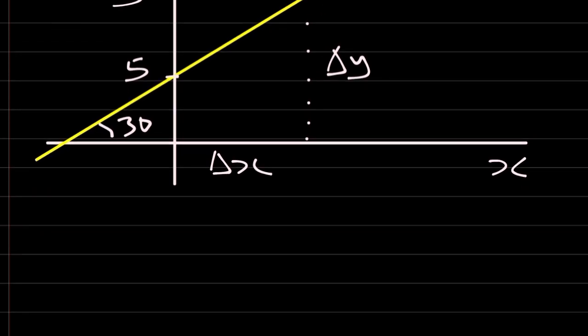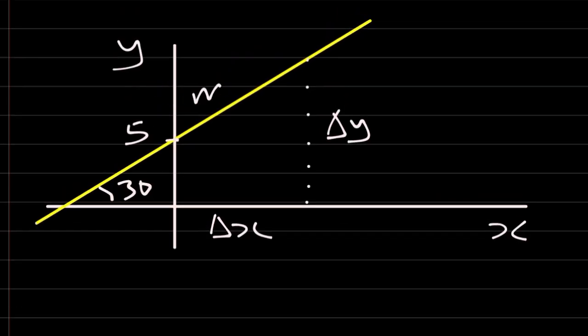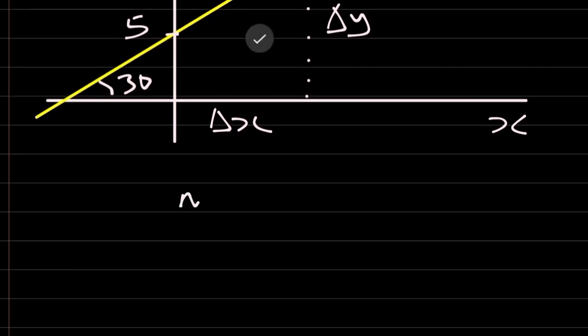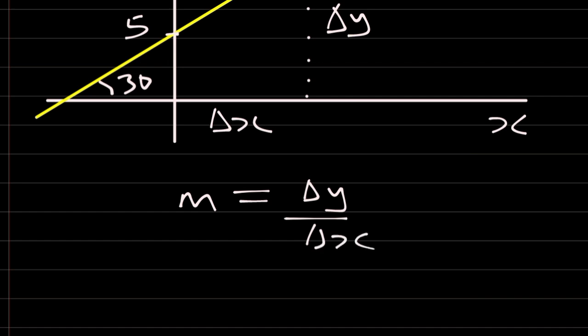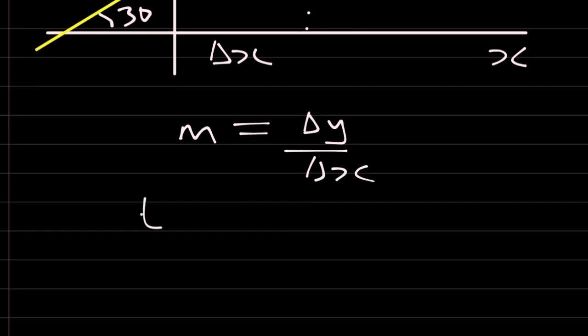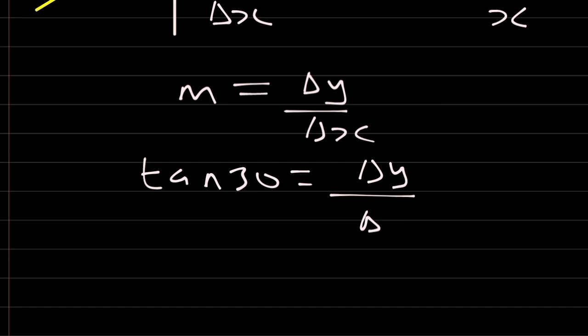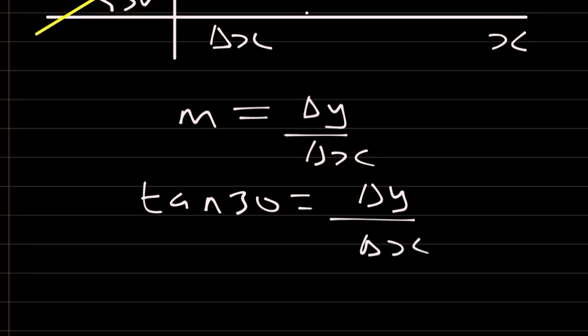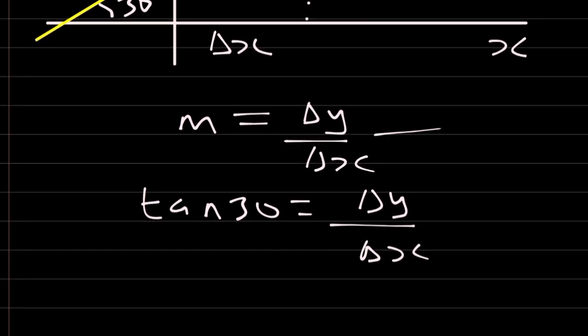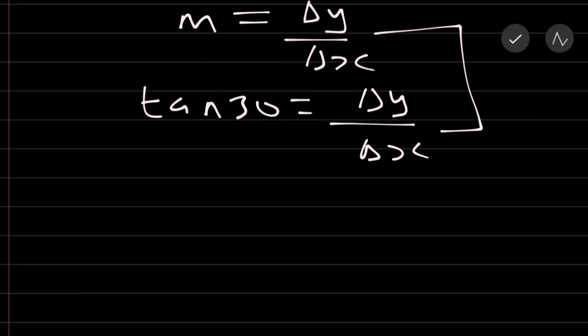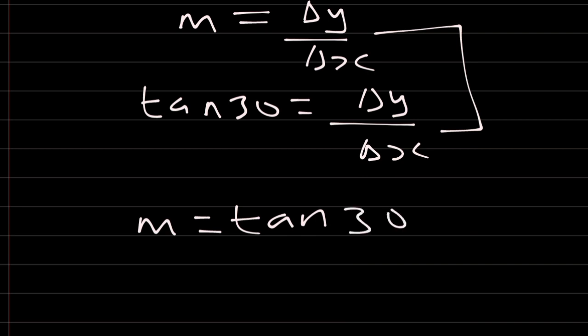Okay, let's take a look at this. The slope of this line under normal definition of slope is equal to change in y over change in x. But let's evaluate tan 30. Tan 30 will also be equal to what? The opposite, which is change in y, over the adjacent, change in x. Therefore, you can see that these are equal. So what this implies is that m is equal to tan 30. The slope of the line is equal to the tan of the angle the line makes with the horizontal.